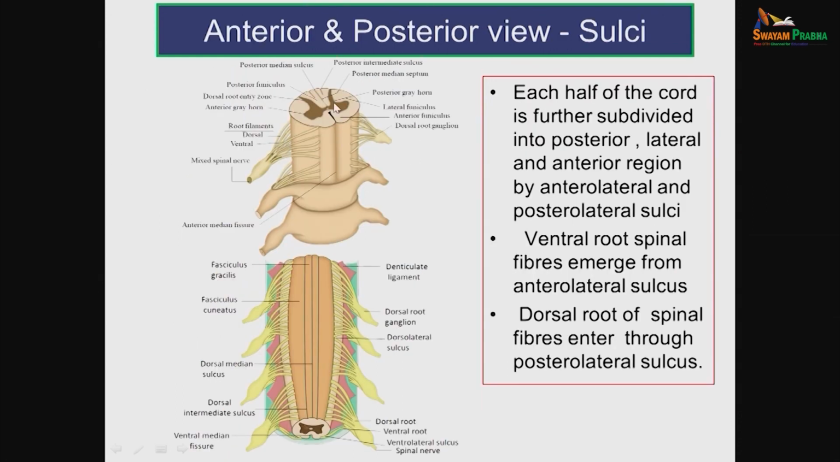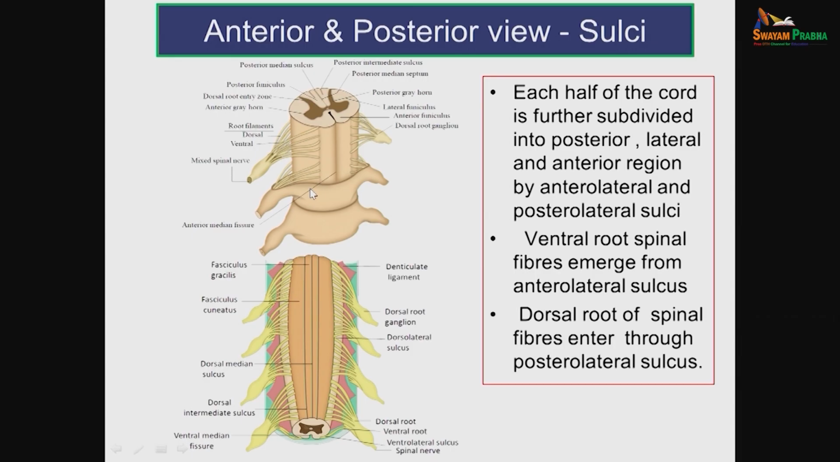So, this picture shows that each half of the cord is divided into anterior, lateral and posterior regions because of the presence of two anterolateral sulci anteriorly and two posterolateral sulci posteriorly. Please understand that from the anterolateral sulci, ventral roots are emerging. This is the posterior view. From the posterolateral sulci on either side, the posterior roots are emerging. Ventral root and dorsal root join and form the typical spinal nerve, which is both motor and sensory.